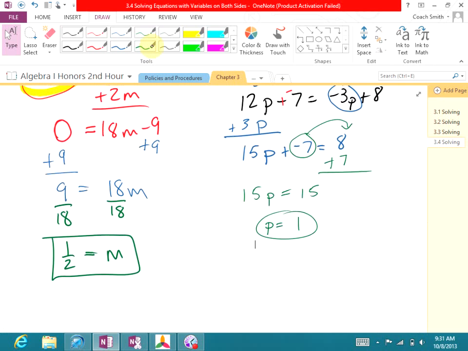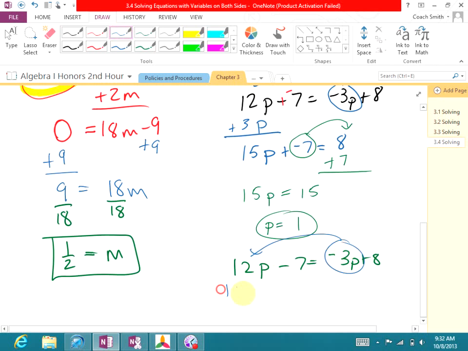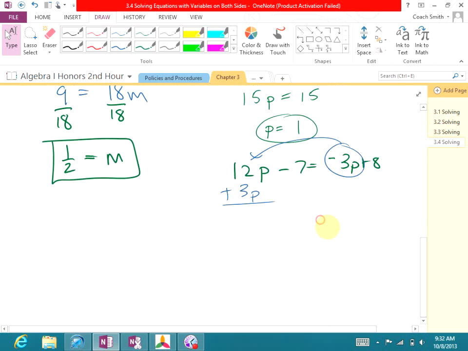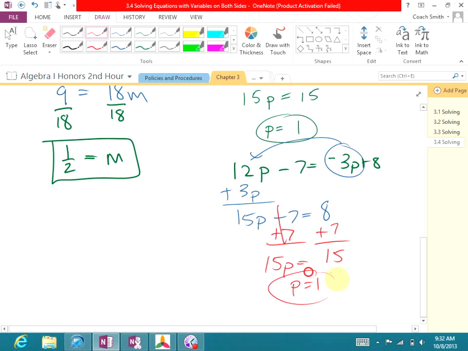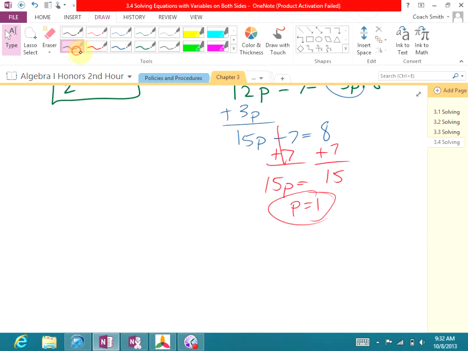Now, if you didn't change the problem originally, everything is still the same. I take that over, it becomes a positive. That gives me 15p minus 7 equals 8. Well, you just add 7, not 8, excuse me. You add 7, cancels, add 7, that's still 15, p equals 15, which is p equals 1. So on that one, it didn't really affect how you did the problem or the answer. It's just a matter of which is easier for you.